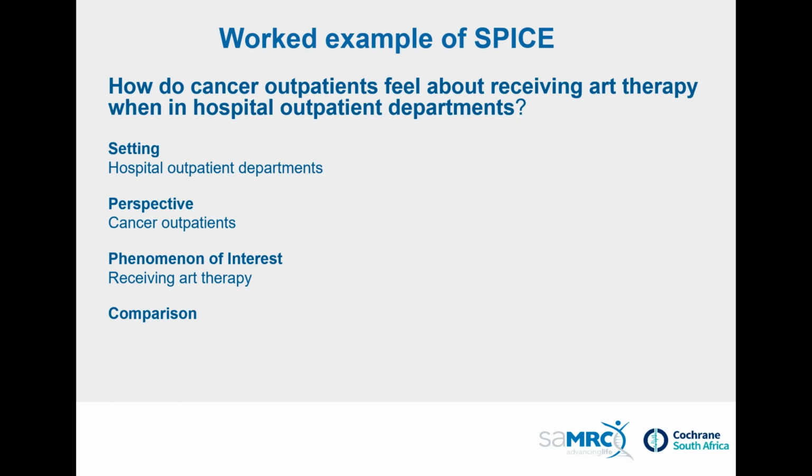So the comparison can always be tricky, yes. The comparison can often be tricky in that with qualitative evidence syntheses, there's very often not a comparison, or it's kind of implied. So the comparison would be either none or not receiving therapy, so just receiving nothing within the hospital outpatient department. But unlike with effectiveness reviews, the comparison is often not a big feature of a qualitative evidence synthesis. And then finally, what is the evaluation?